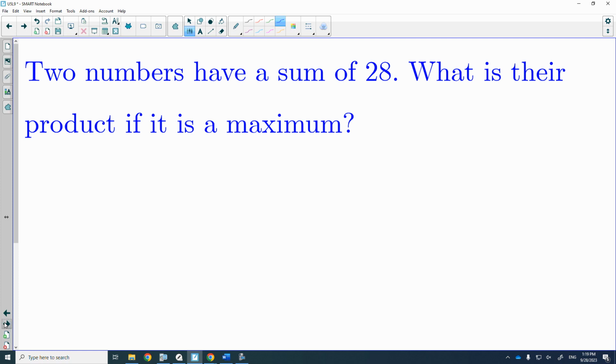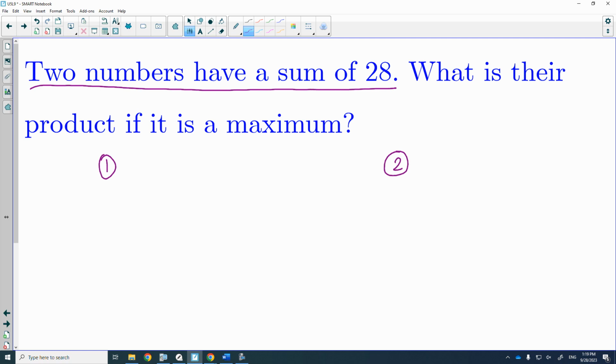Two numbers have a sum of 28. What is their product if it's a maximum? Raise your hand if you know what the two numbers are based on the last question. It's going to be 14 and 14. 14 and 14 will add to 28, and it's going to give us the biggest product that exists. How we get it, though, is we're going to have to create what's called a systems of equations. We can get two different equations from here.